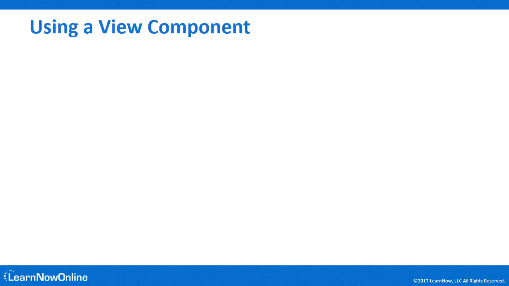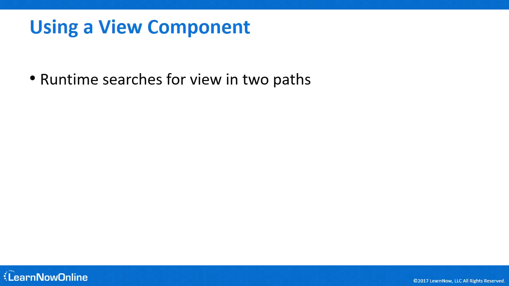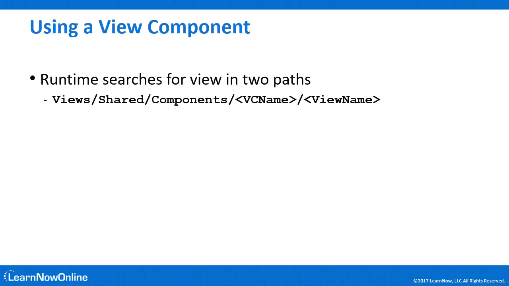Now, when you call for the view, the runtime is going to search for the associated view in two paths. Keep in mind, this only applies if you're using a view component's view as part of the view component. That's what I do in both of the examples, because I think that's going to be the most common usage. So the first place it looks is under the Views folder, same place as where your controller's views are.